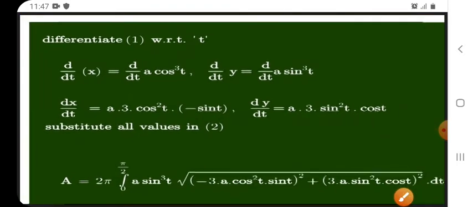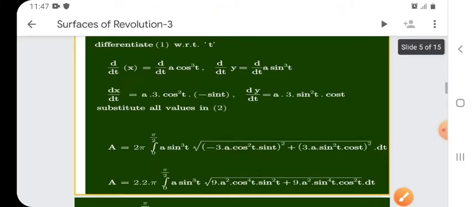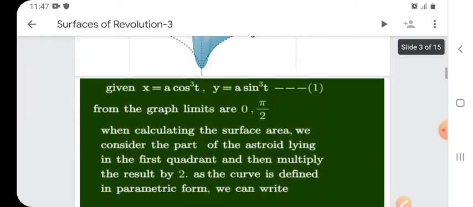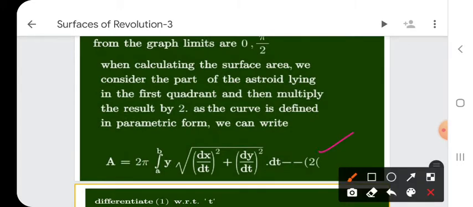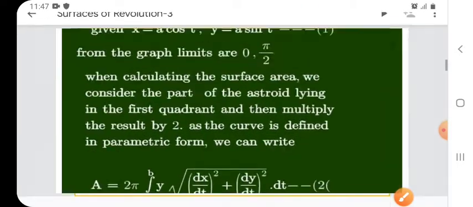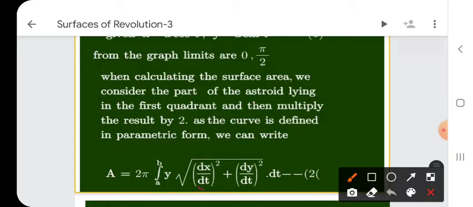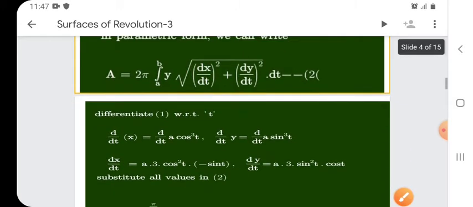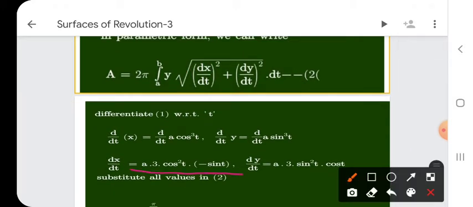Now we know all the values in that formula, so I substitute these values in our formula. First I write 2 pi. What are the limits here? 0 to pi by 2. What is y here? y is a sin cube t. And what is dx by dt? Minus 3a cos square t sin t. What is dy by dt? 3a sin square t cos t.